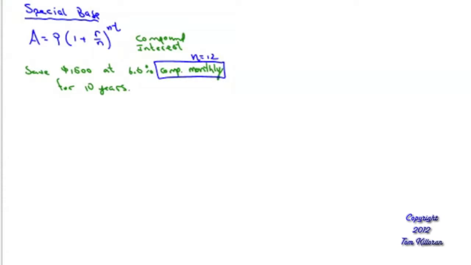All right, so let's say we save $1,500 at 6.5% compounded monthly for 10 years. Now the compounded monthly piece, that's what tells you what n is equal to. So this piece right here tells you that n is going to equal 12. What if it said compounded daily? 365. It would be 365. Compounded quarterly.